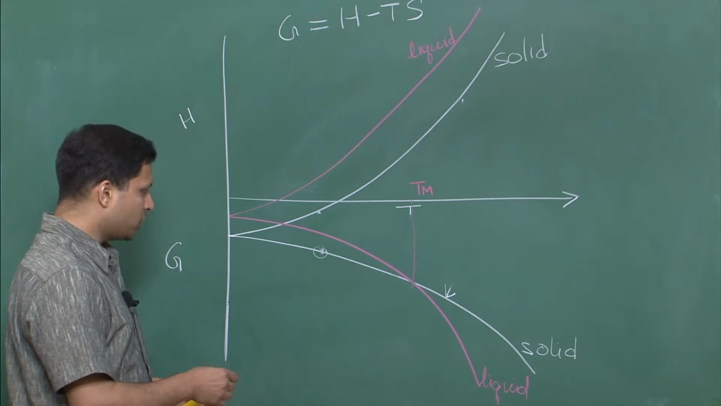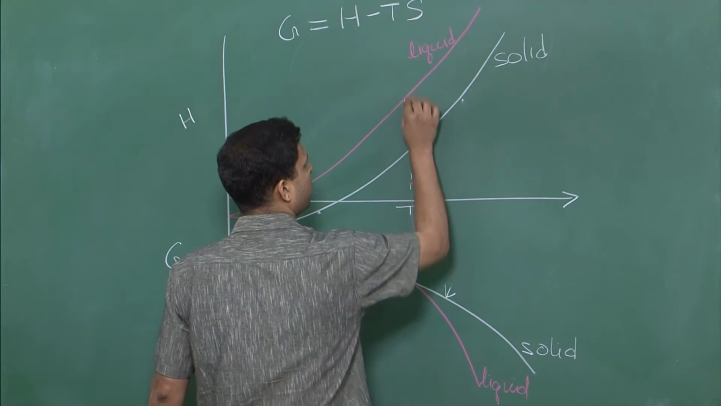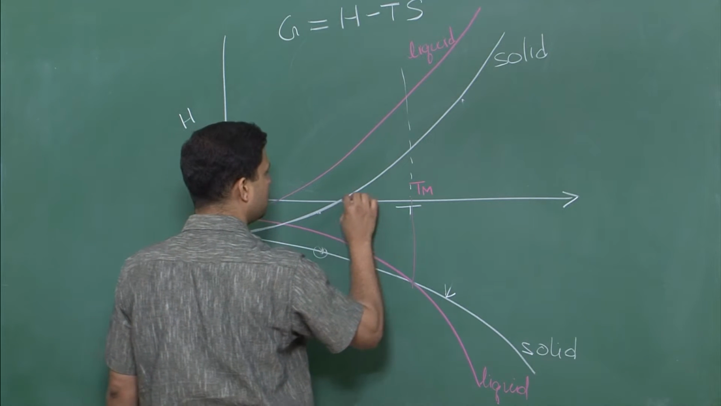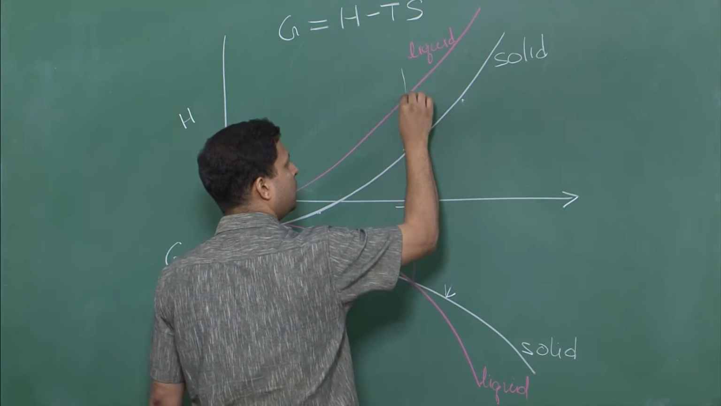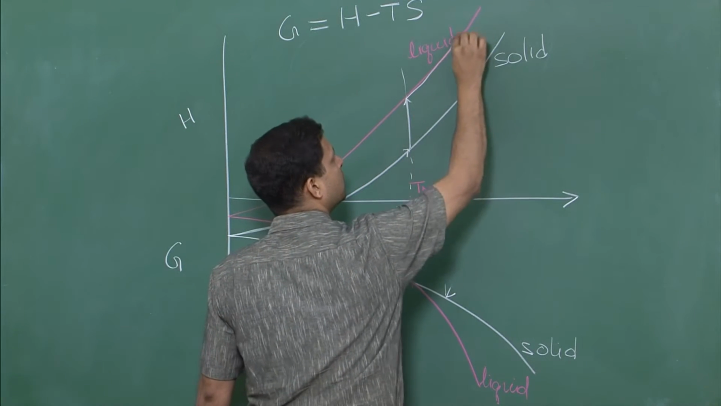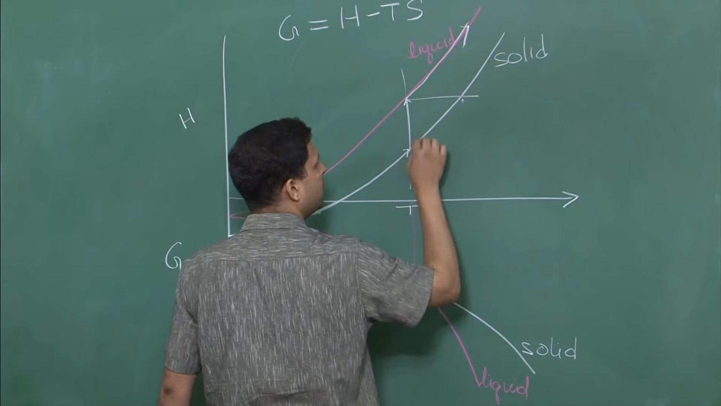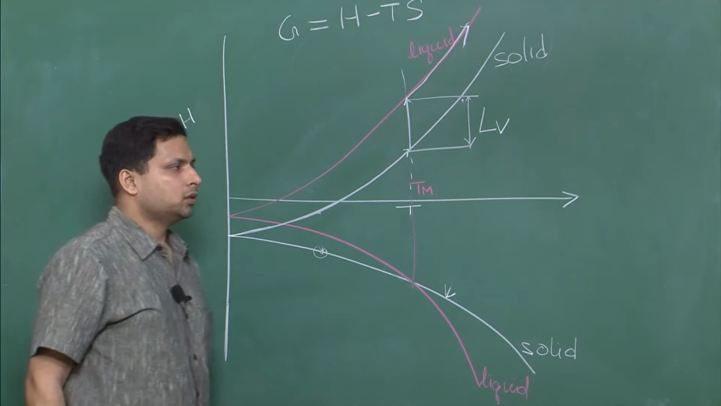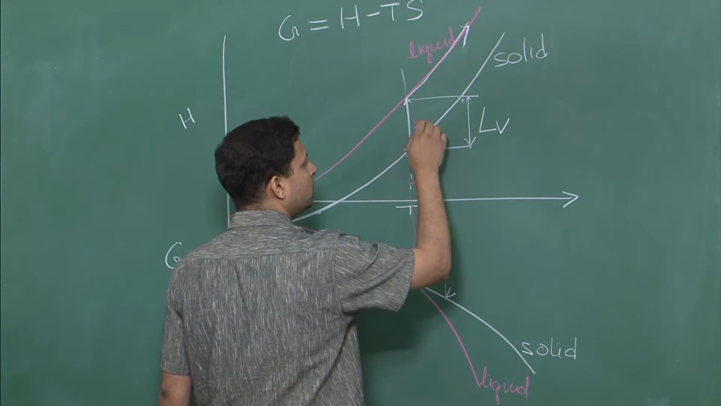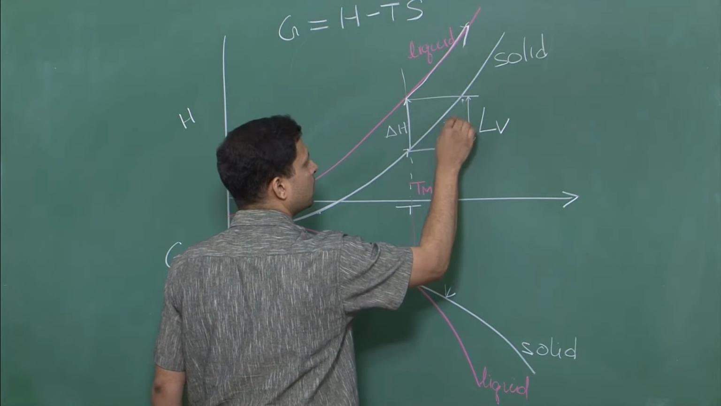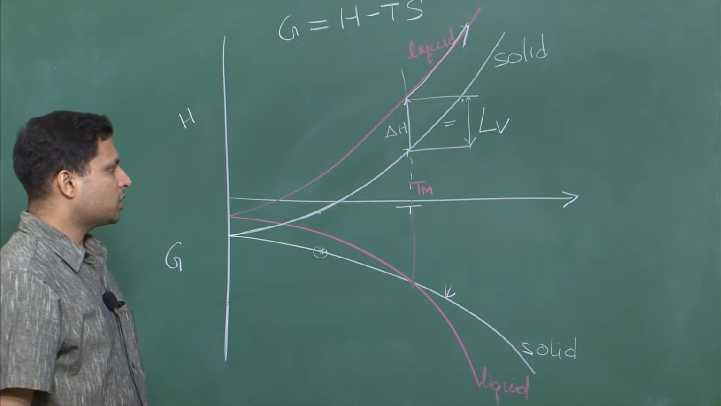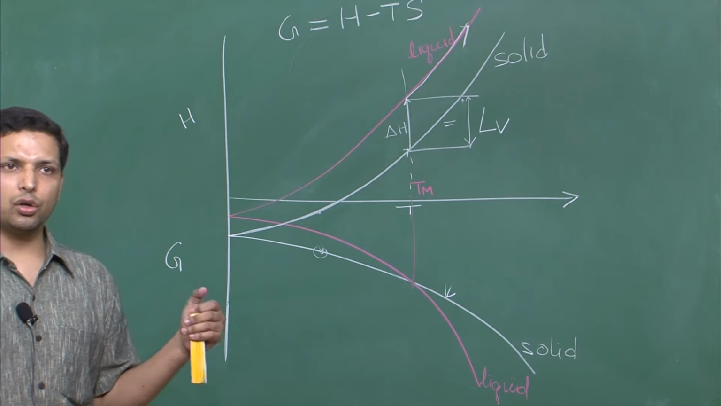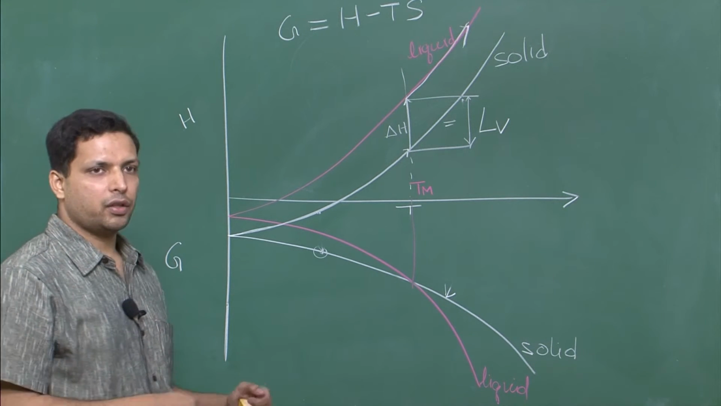So in terms of H, what will happen? For example, if we are increasing the temperature, you will be over here, you will have to apply this much of energy, which is what? Which is nothing but the latent heat. So this delta H is also the latent heat. So this is how the free energy change would look like for solid to liquid and liquid to solid transformation.